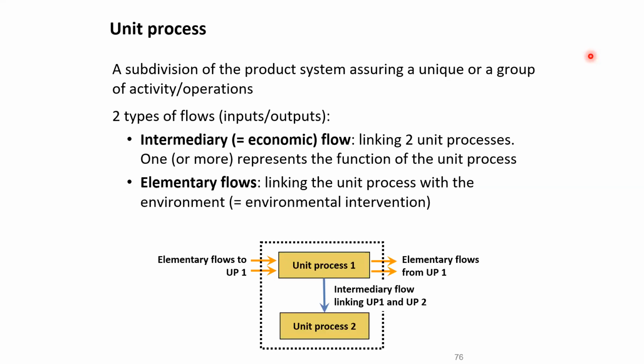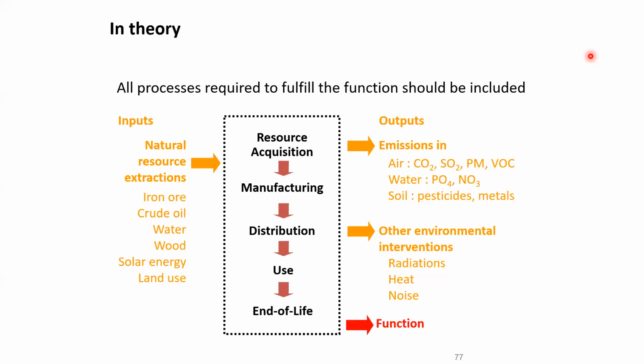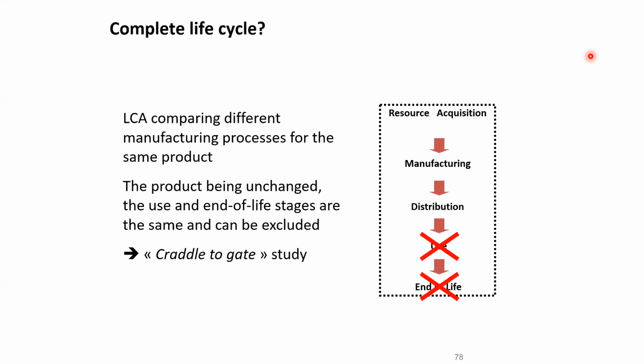So unit process is where you get all those elementary flows coming in and flows going out, and you have unit process one, unit process two. So two types of flows. In theory, all processes are required to fulfill the function. So you get all these resources, you import them, there is output, and then you get the function.